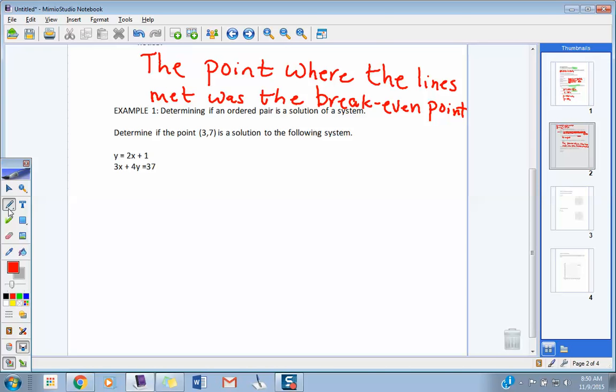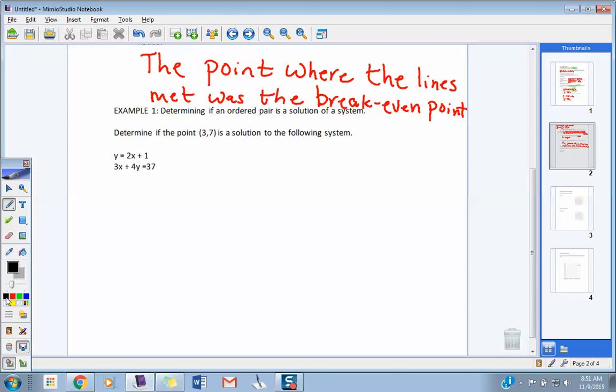Example 1 says, hey, I want you to determine if a point is a solution to a system. So in example 1, they say, hey, here's the point, (3, 7). Is that a solution to the following system? Guys, go ahead and graph those two equations in Desmos for me. Pull Desmos up, graph those, and tell me if the lines do meet at (3, 7). And then algebraically, I'll show you what it is that we're trying to accomplish here, okay? So get into Desmos and punch those two equations in.